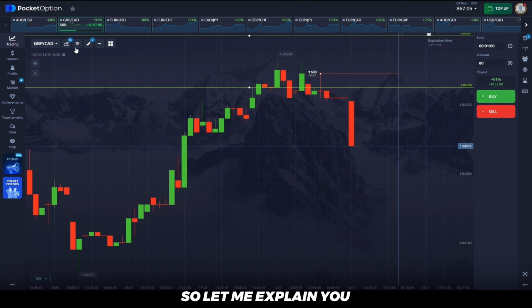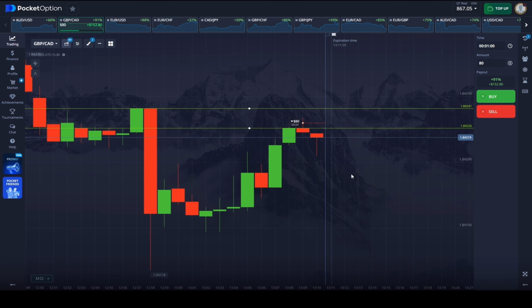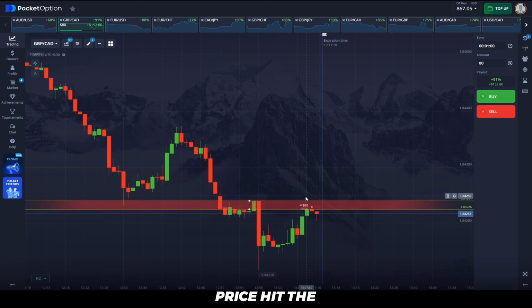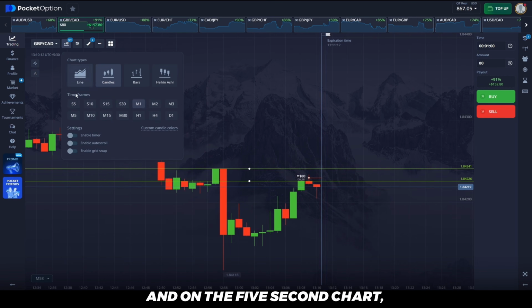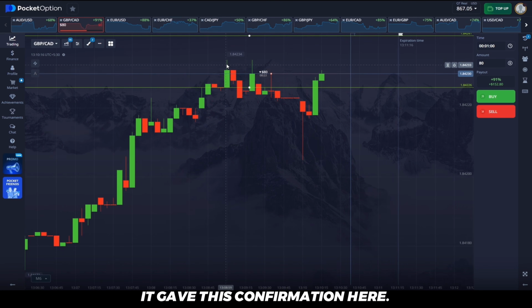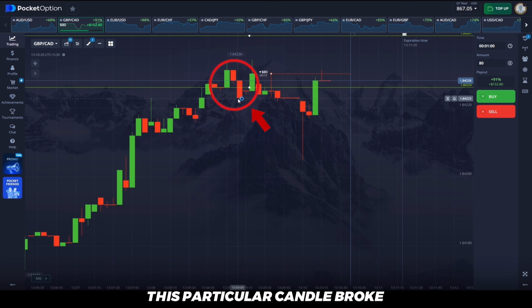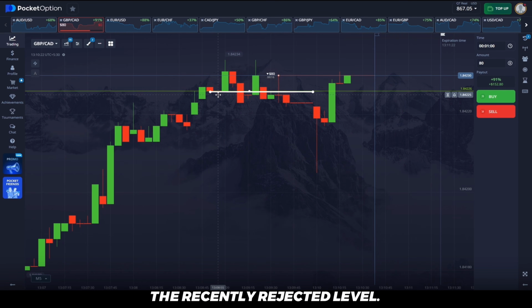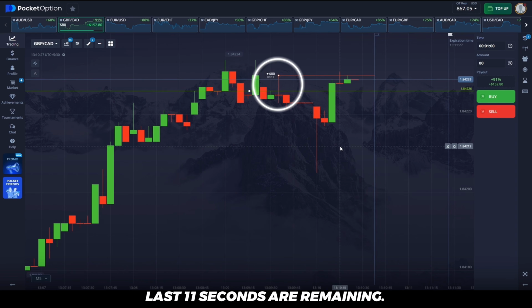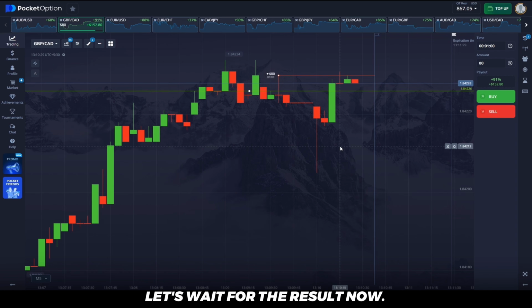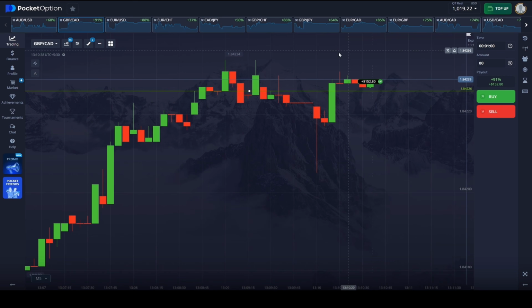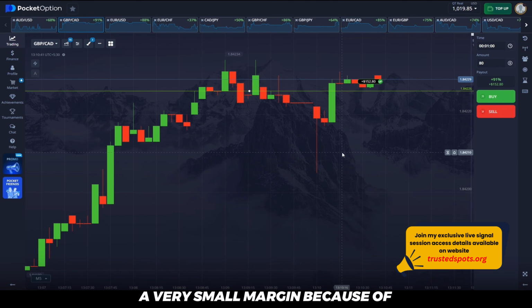Okay, so let me explain this trade first of all. This is the recent resistance. Price hit the recent resistance zone, and on the 5-second chart it gave this confirmation here. This particular candle broke the recently rejected level, so that was the confirmation. My entry is better. Last 11 seconds are remaining. Let's wait for the result now. Okay, we booked profit by a very small margin.